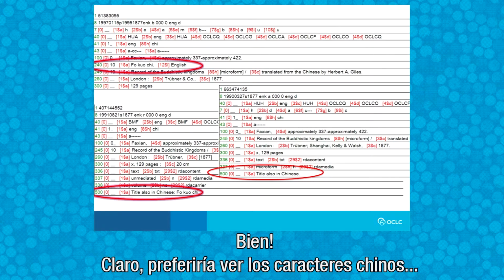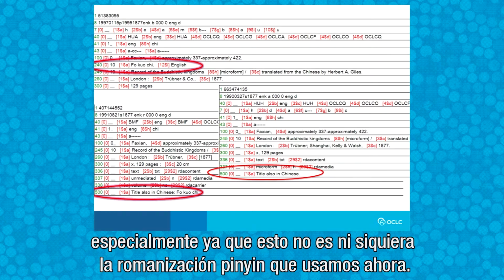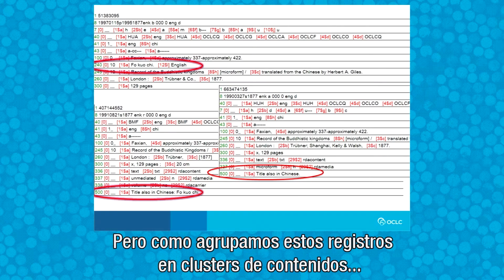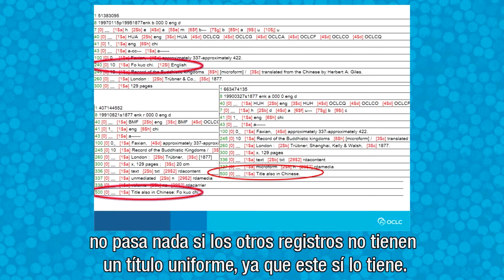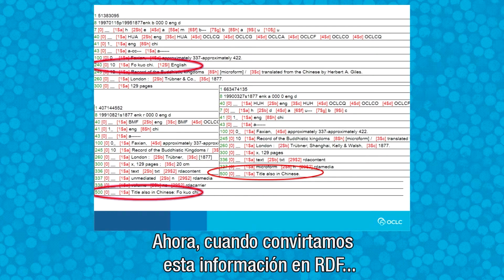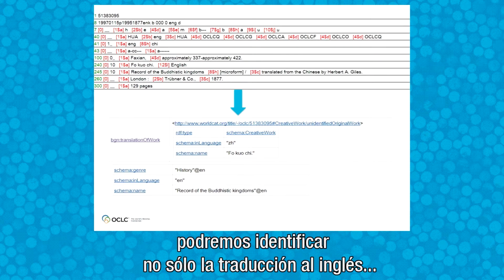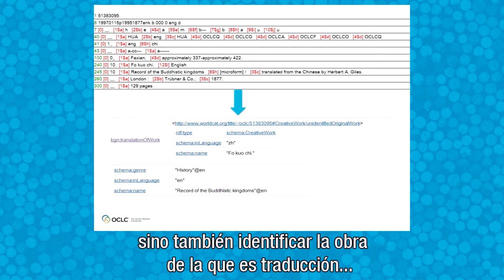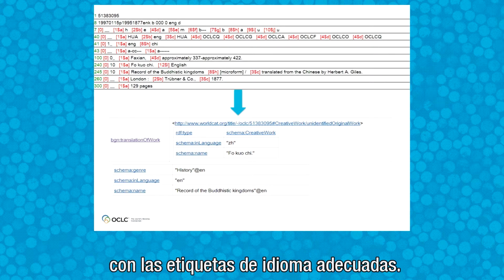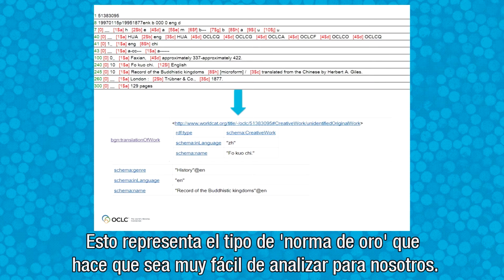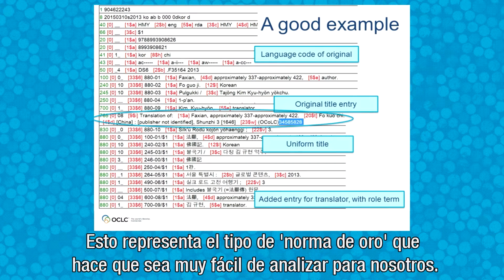Yay! Of course, I'd prefer to see the Chinese characters, especially since this isn't even the pinyin romanization we now use. But since we group these records into content clusters, it's okay that the other records don't have a uniform title, since this one does. Now, when we convert that information into RDF, we can state not only the English translation, but also state the work it is a translation of with the appropriate language tags. Now, this represents a kind of gold standard that makes it very easy for us to parse.